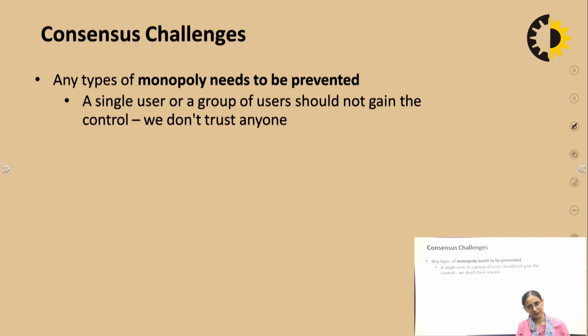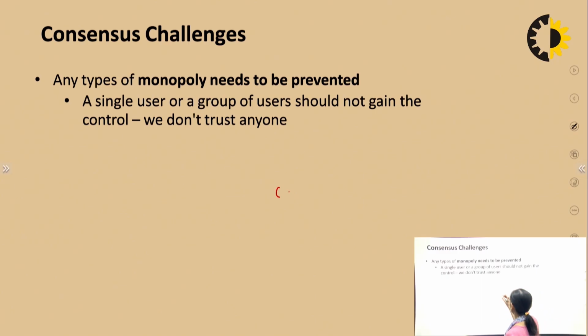Another important challenge which comes here is monopoly. Any type of monopoly needs to be prevented, because a single user or a group of users should not gain the control. We don't trust anyone. Maybe the possibility comes here that a group of users controls it: every time they generate a block, they solve a puzzle and add a block in the blockchain.